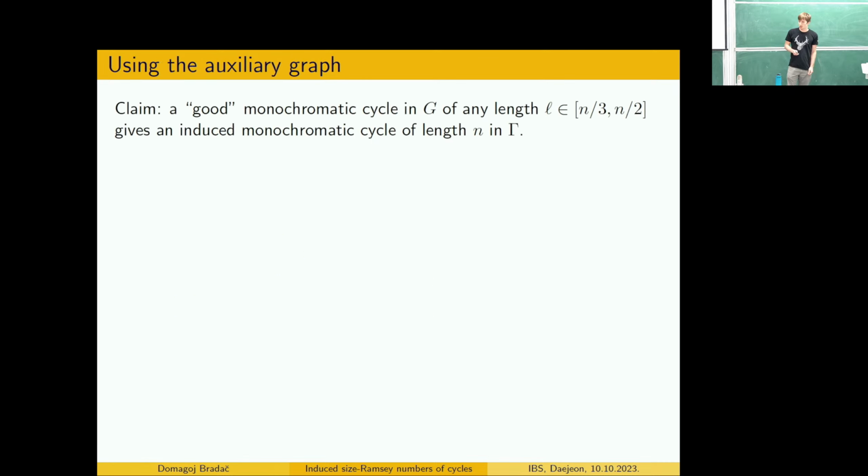Okay, so why did we do all this? Well, remember what I told you. The main idea is it should be easier to find a cycle of approximate length in some random-like graph than of exact length. So what I claim is that if we find a monochromatic cycle in this auxiliary graph of length between n over 3 and n over 2, and it has some additional good properties, which I will not define formally, this should give me an induced monochromatic cycle of length n in the original graph, which is exactly what I want.